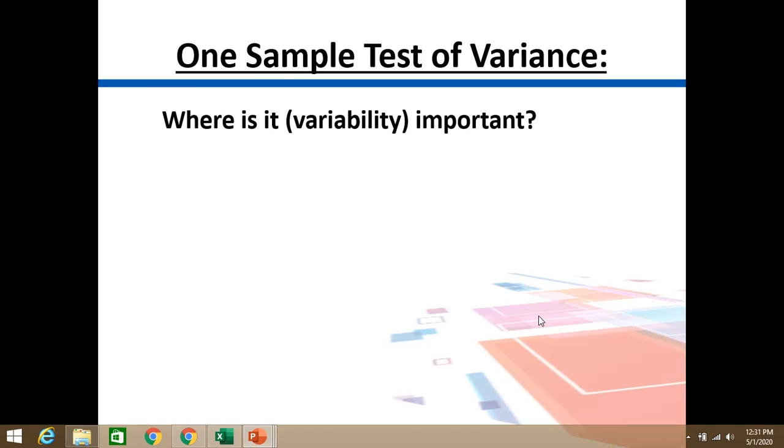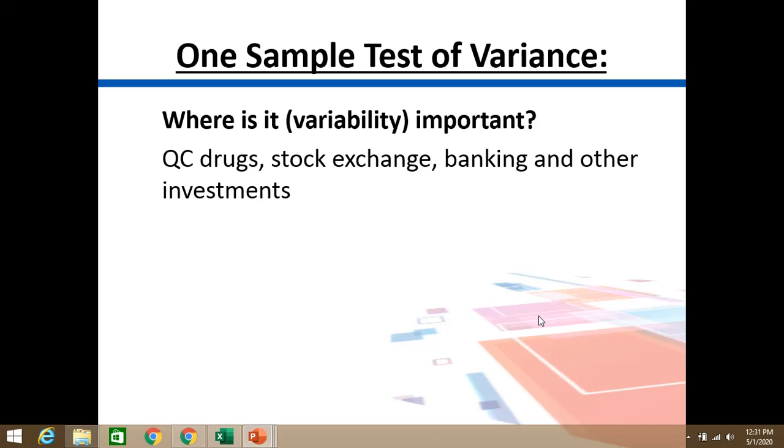Let's look into this one sample test of variance, where this variability is important: QC of drugs, stock exchanges, banking and investment sectors. We know that S square, the sample variance, is an unbiased estimate of sigma square, the population variance. So we have a statistic here and a parameter here. This statistic can be used as an estimate for this parameter.